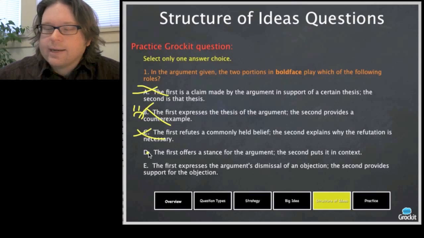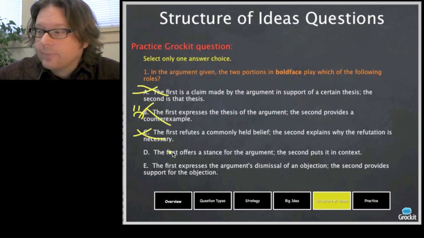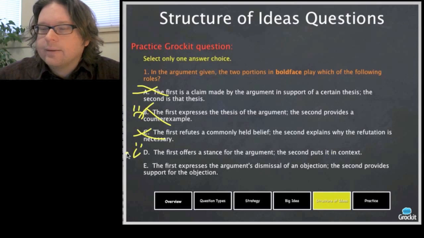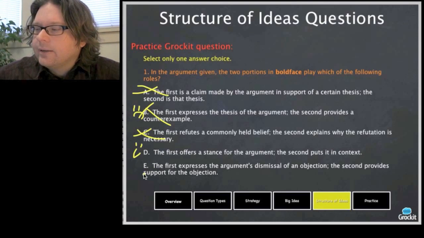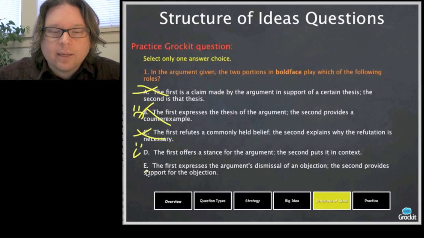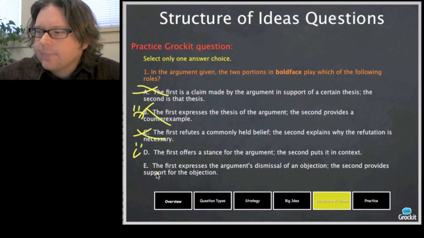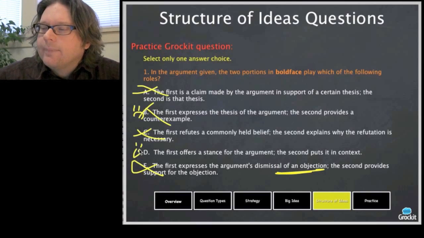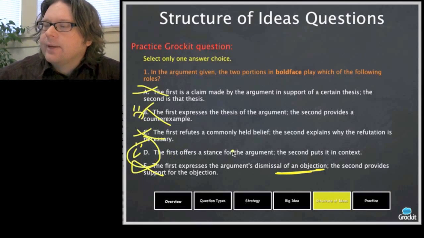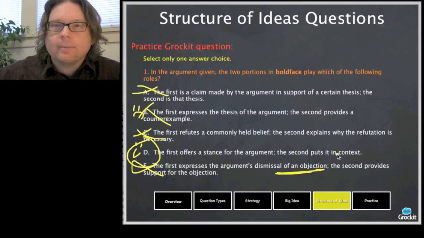D, the first offers a stance for the argument. Okay, that's something the author believes. The second puts it in context. Well, that sounds pretty good, but let's check E. The first expresses the argument's dismissal of an objection. The second provides support for the objection. No, it's not a dismissal of an objection. It was just something that the author thought, so not E. That leaves us with choice D. It's a stance for the argument, and the second puts it in context.